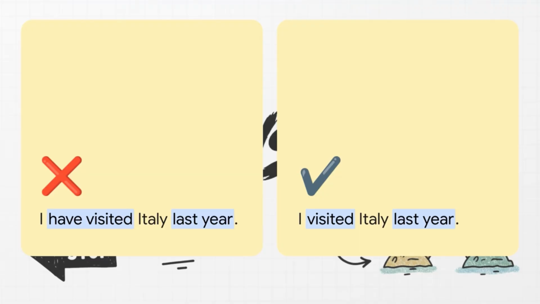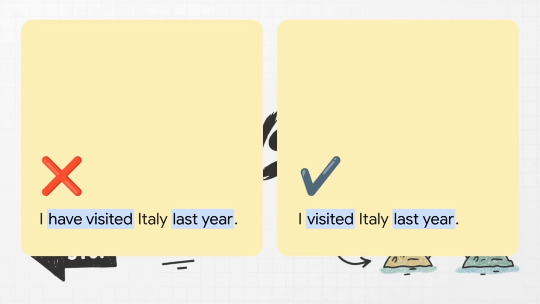The first one is the classic mistake. You see, last year, that's a finished time. So you have to use past simple. It's, I visited Italy last year. Simple as that. Next, if you still live there, the action isn't finished. So you need the present perfect. I have lived here for 2 years.